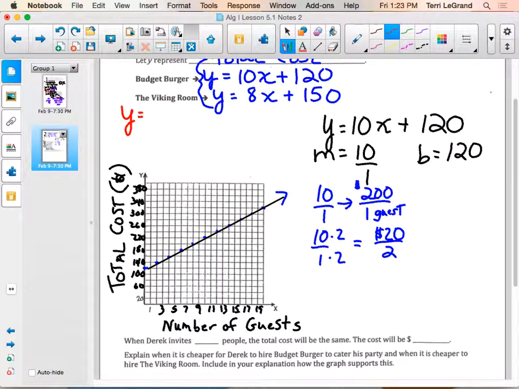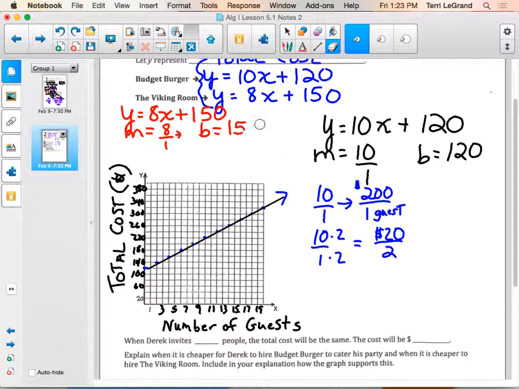Y equals 8x plus 150. What's my M and what's my B? M is 8 over 1 and B is 150. Okay, well, 8 over 1. If we really do go 8 over 1 on this graph, I'm going to move that B equals 150 over a little bit here.